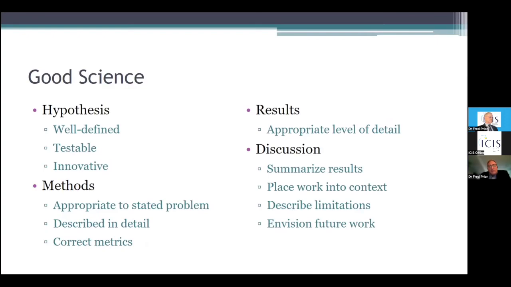So again, when you look at any scientific paper, I just urge that you look for a hypothesis that's well-defined, testable, and ideally innovative. The methods are appropriate to the stated problem. They're described in detail, and they use the correct metrics. The results are provided to an appropriate level of detail that one can understand and believe and trust them. And then the discussion of the work should summarize the results, place the current work into context, importantly, describe its limitations, and then envision future work.